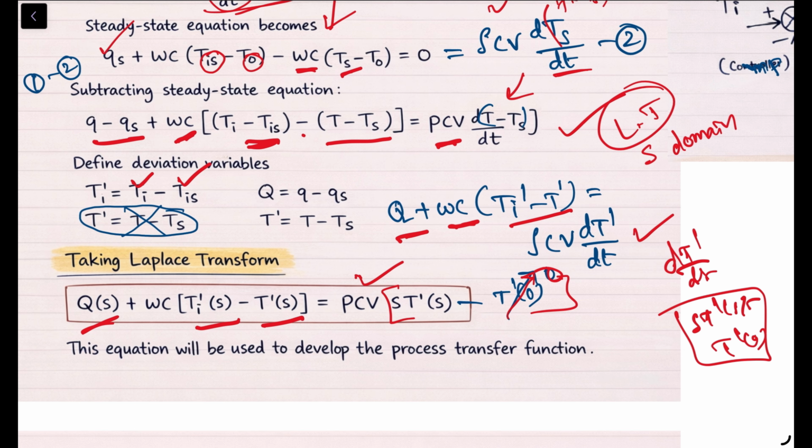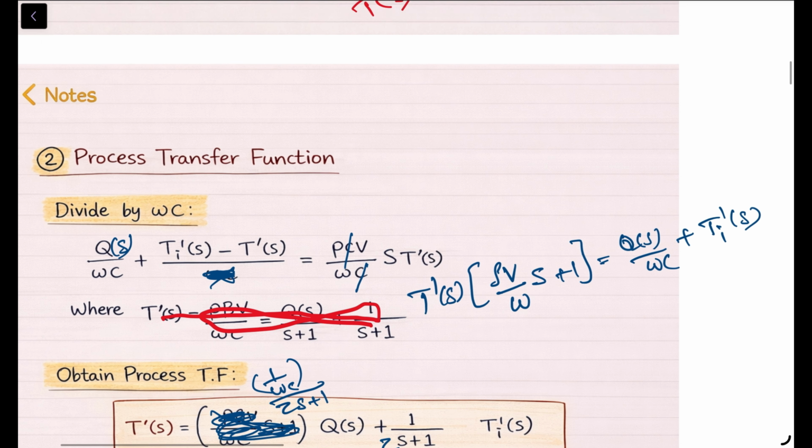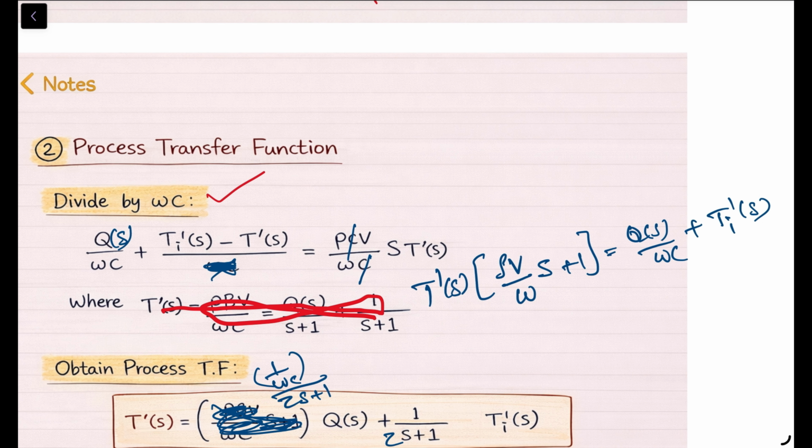We should rearrange the equation to express the outlet temperature T dash of s in terms of the inputs. For that purpose, we divide by WC, because it is a constant term. So Q dash of s by WC plus Ta dash of s minus T dash of s, and the WC will cancel here. Here also WC by WC, so these two terms cancel. This equals rho into V by W, because the C will cancel, into s into T dash of s.